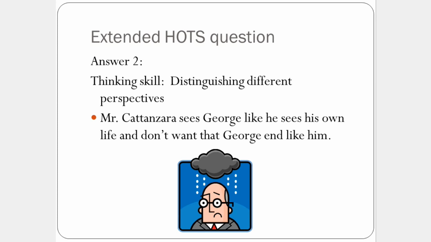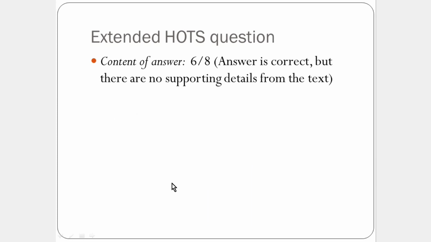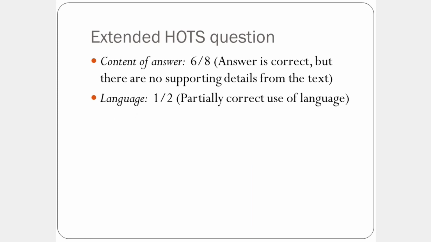The next one was the thinking skill of distinguishing different perspectives. And they wrote, "Mr. Catanzara sees George like he sees his own life and don't want that George end like him." The content of the answer is pretty much correct, but there are no supporting details, so they received a 6 out of 8 for that part of it. The language has a couple of mistakes. We took off a point for that.